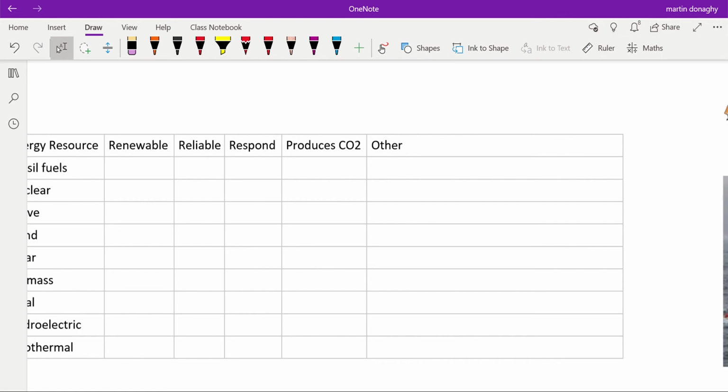Then the other thing I would look at for all these types of energy resources, does it produce CO2? Okay, CO2 or any other greenhouse gases. Greenhouse gases are gases that if they enter the atmosphere, they help to absorb the heat that is usually emitted by planet Earth and re-emit it back down to the surface, which causes Earth to heat up and leads to global warming and all the problems associated with that.